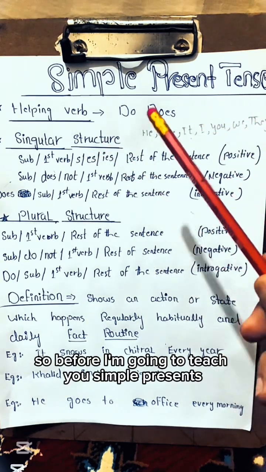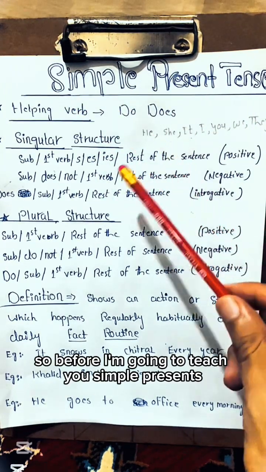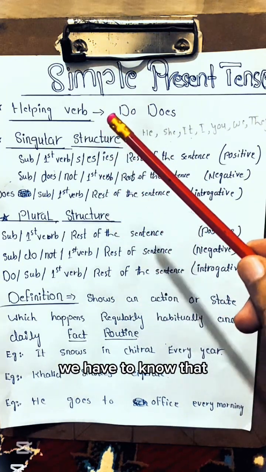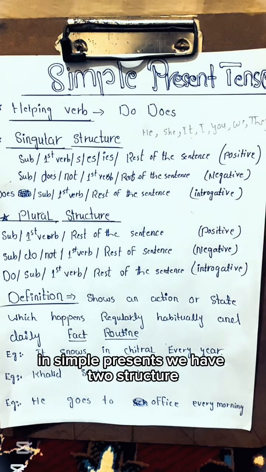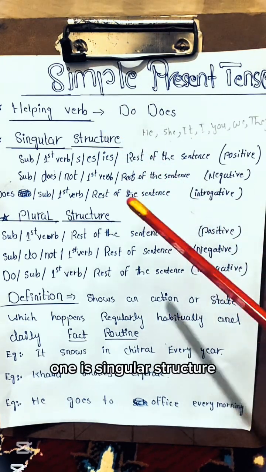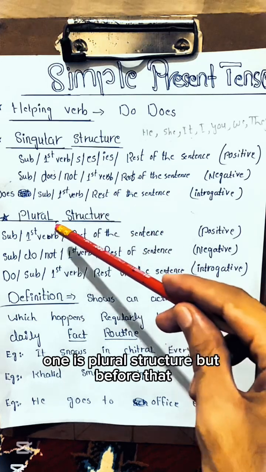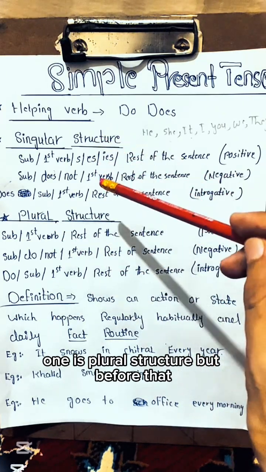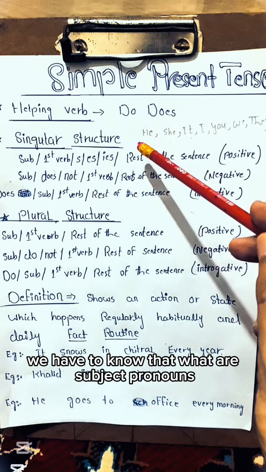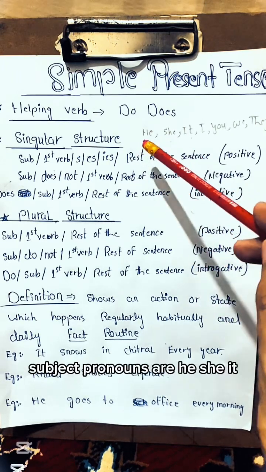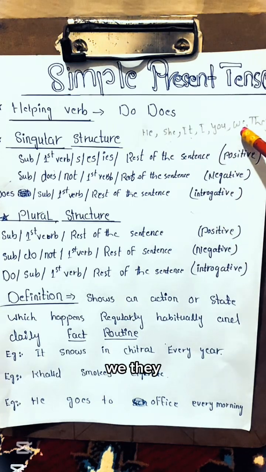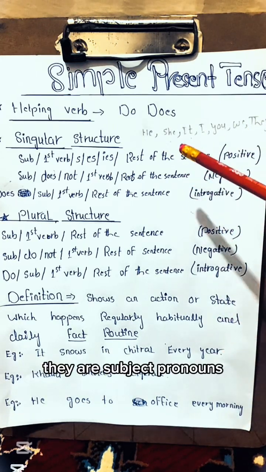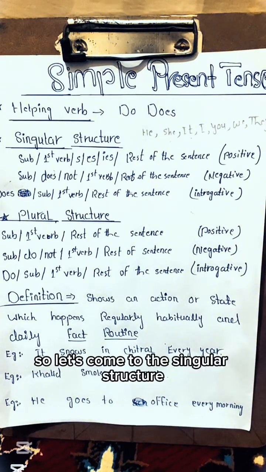Before I teach you simple present tense, we have to know what the structure of simple present tense is. In simple present tense, we have two structures: one is the singular structure, and one is the plural structure. But before that, we have to know what subject pronouns are. Subject pronouns are he, she, it, I, you, we, they.